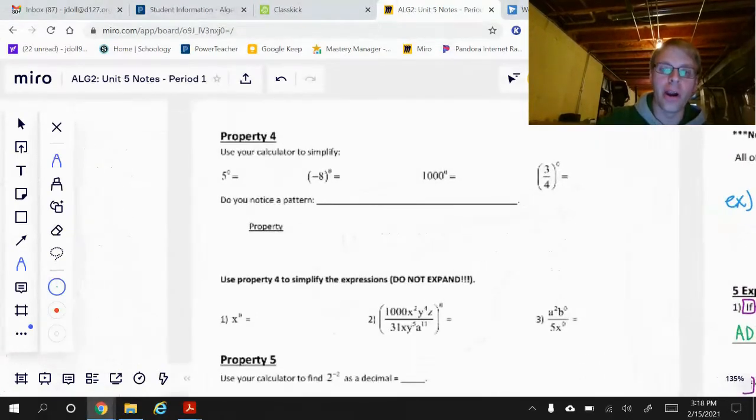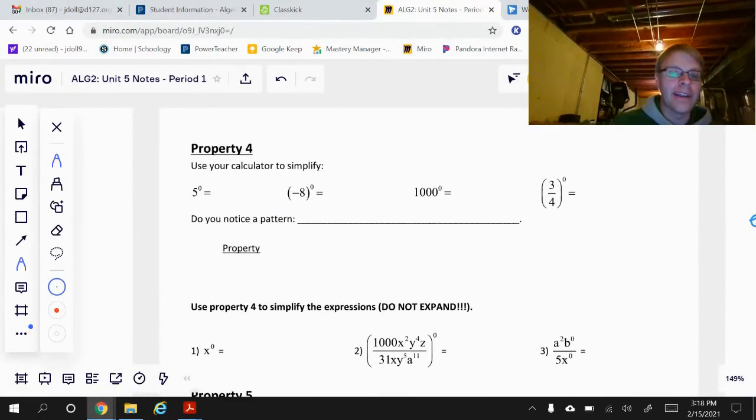All right, so 4. This is the easy one. What I want you to do is get a calculator out, and punch in your calculator exactly what you see in each of these examples. And notice where I put parentheses around a number, please make sure you put parentheses. So go ahead, get a calculator, and pause.